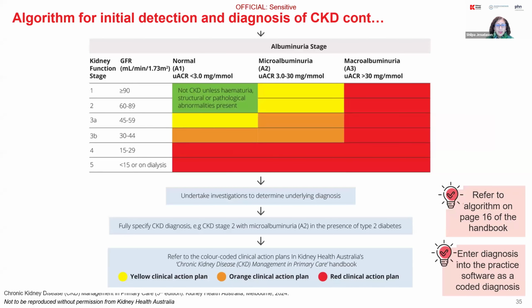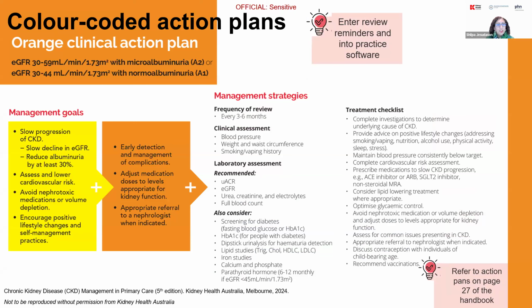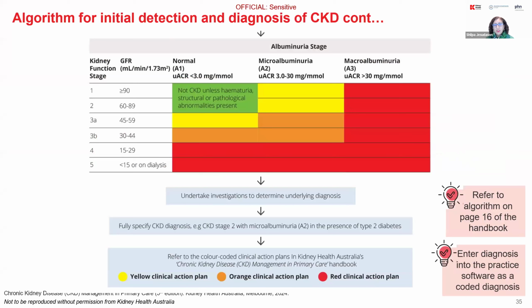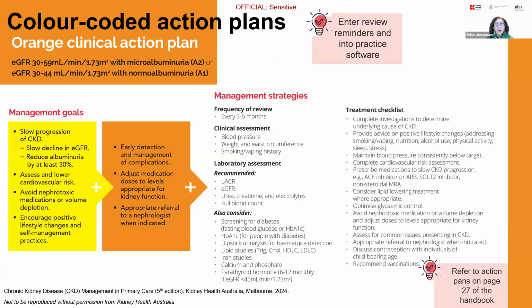Okay, so I just wanted to mention again these colour-coded action plans. Say you've staged someone in the orange zone here. They've got stage 3A level of GFR and they've got microalbuminuria, then they're going to be in the orange clinical action plan. And this takes you step by step, takes the yellow action plan actions and adds in what's needed when you're at the orange stage.